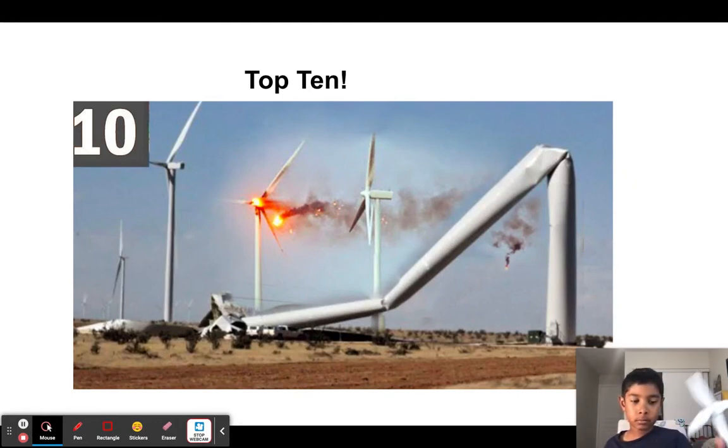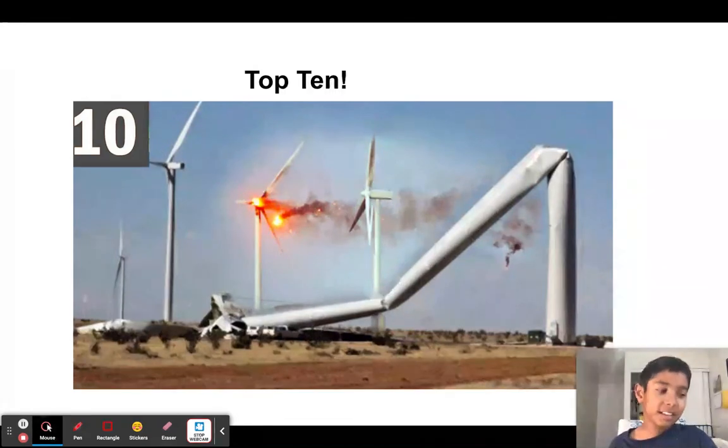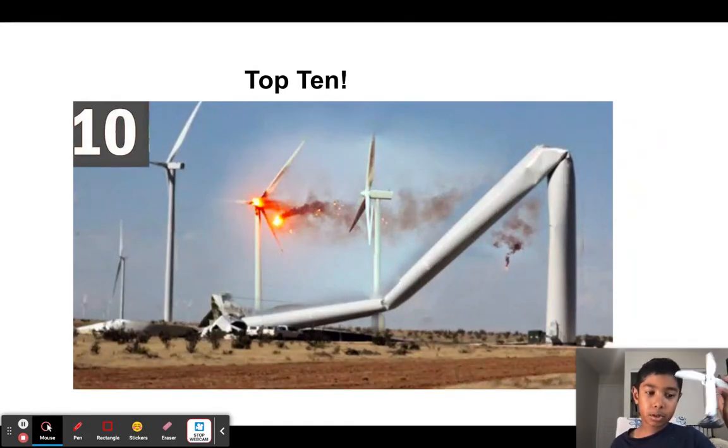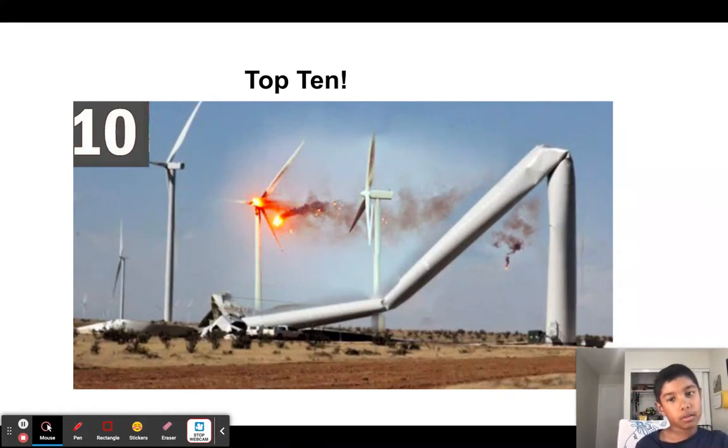Bang, bang. Ah, my keyboard. Okay, so yeah, you never know when your windmill can break your keyboard. Okay, so yeah, that's pretty much all I'm gonna say about windmills today.